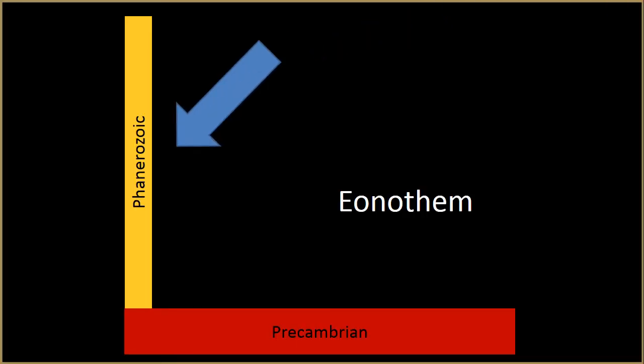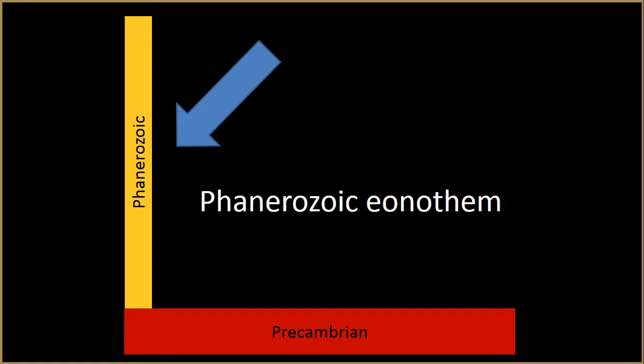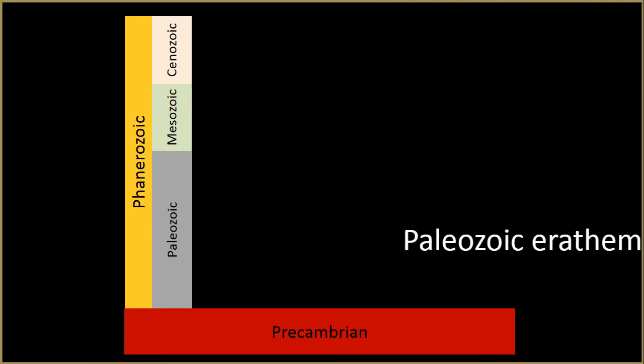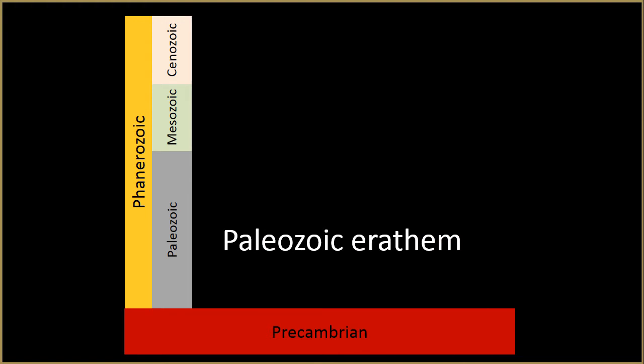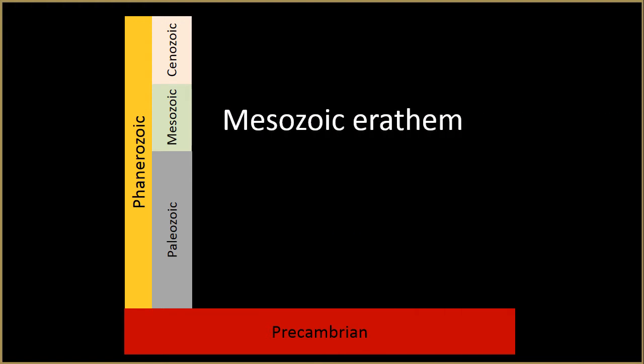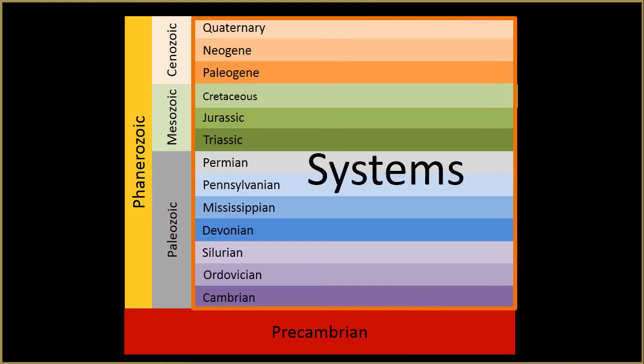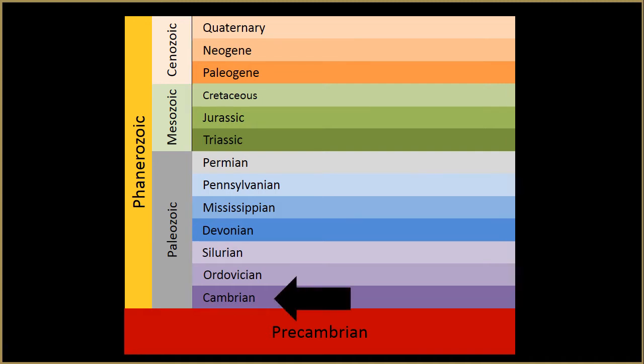You may have heard the Cenozoic section of the geologic column referred to as an erathem, the Cenozoic erathem. We have also referred to the Paleozoic, Mesozoic, and Cenozoic sections as erathems. The Paleozoic erathem, the Mesozoic erathem, and the Cenozoic erathem. Each erathem is further divided into sections we refer to as systems, like the Cambrian system, the Jurassic system, and the Neogene system.